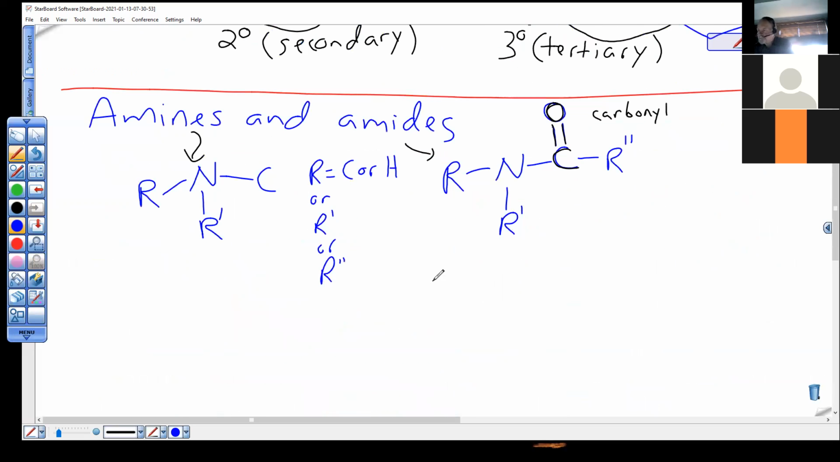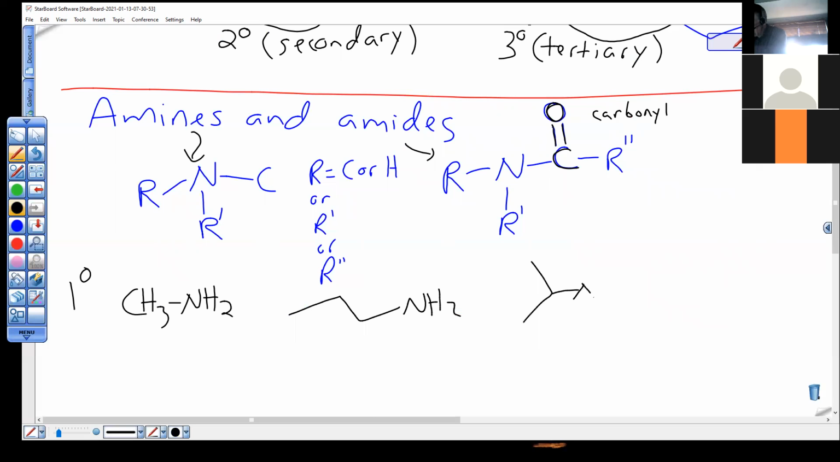Amide, same story. Let's do a simple primary amine. These are all primary. CH3, NH2. That's methylamine. We could have a straight chain NH2. We could have this. Hey, if that was an alcohol, you'd call it secondary because in an alcohol, there'd be an OH there and you classify that carbon. But in an amine, it has only one bond to carbon from the nitrogen, so it's primary.